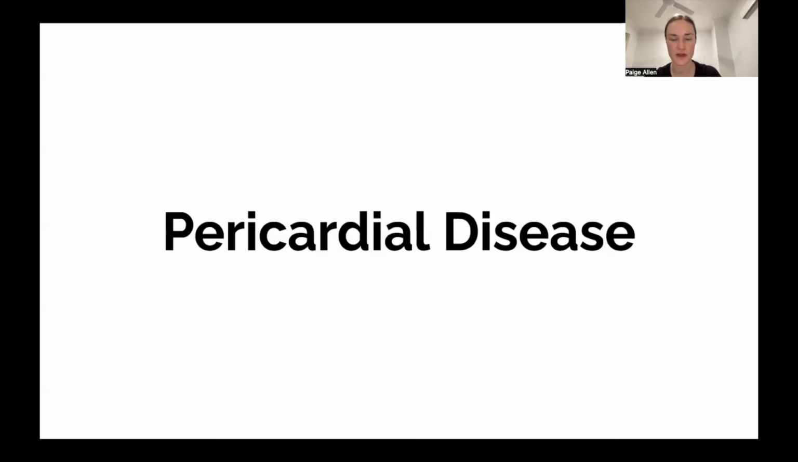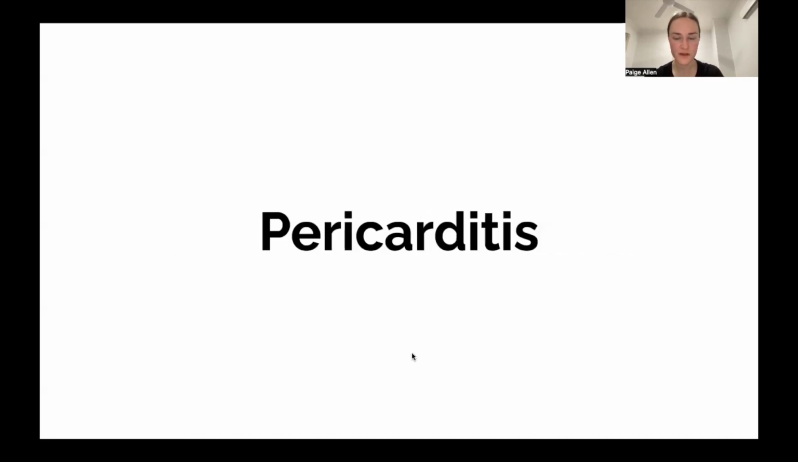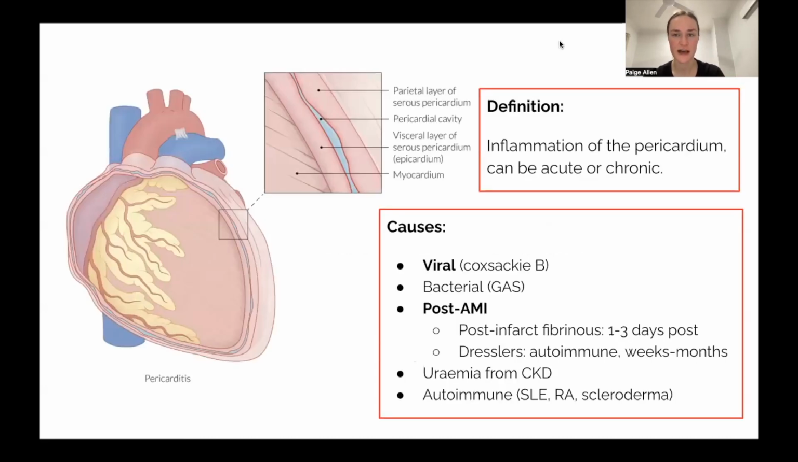All right, and we're moving on to pericardial disease now. So talking about pericarditis first. Similar to myocarditis, but now it's just inflammation of the pericardium. You can get this acutely, or you can have chronic as well. Similarly to myocarditis, it's most likely viral, and it's the same culprits, usually Coxsackie, potentially parvovirus.